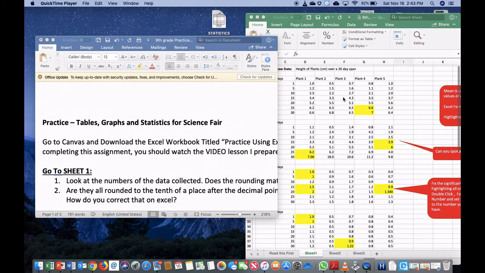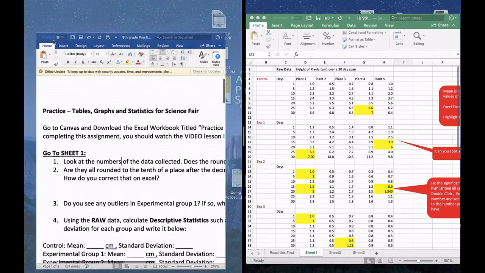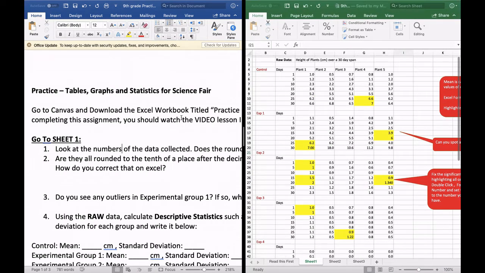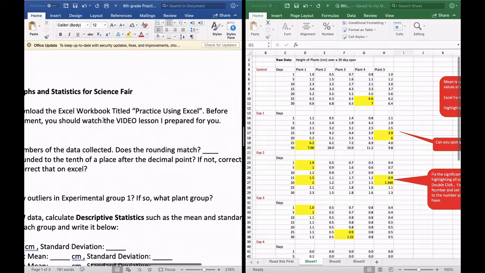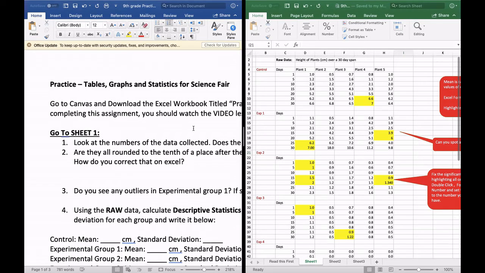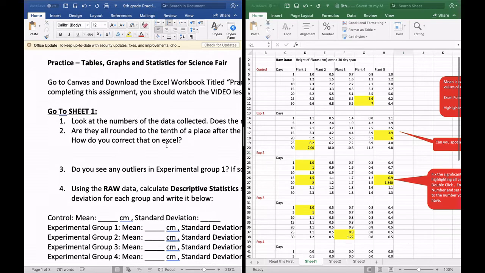Once you've downloaded these two documents, there's a nice little trick that allows you to have both documents open at the same time. If you click on this green button here and you hold it, it allows you to split your screen and have both documents open at the same time. It also says that you should watch this video lesson that I prepared for you before you go ahead and complete this assignment.